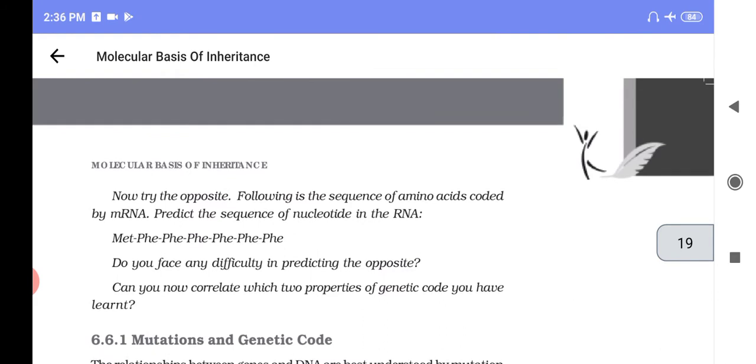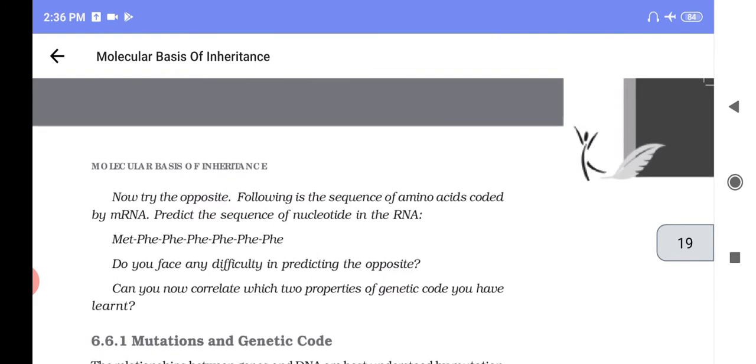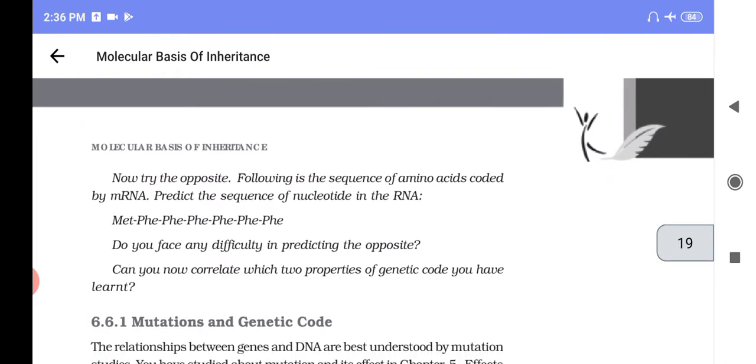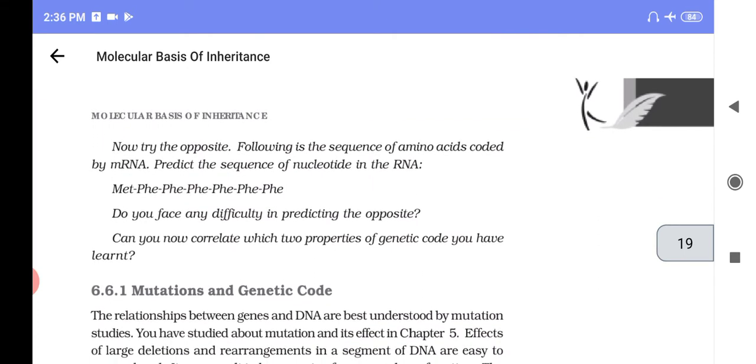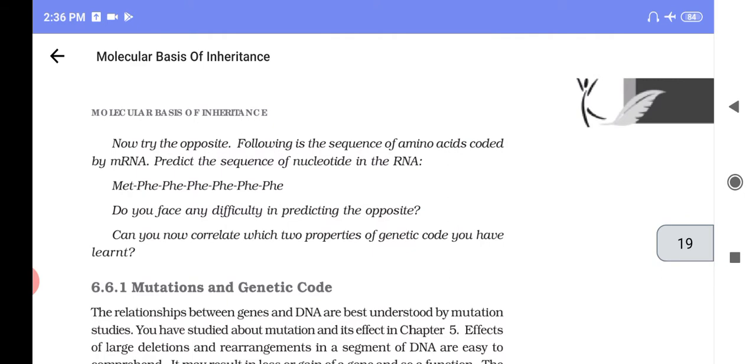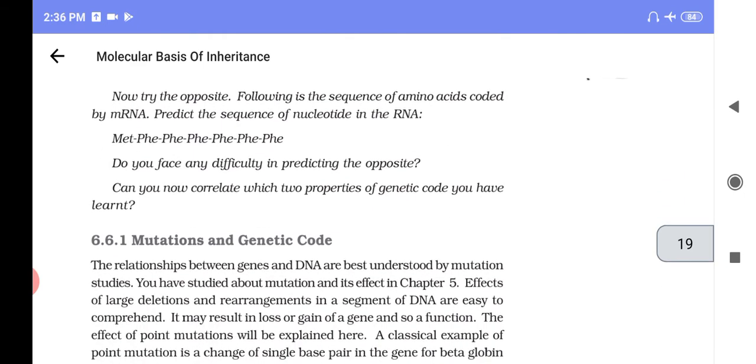Now try the opposite. Following is the sequence of amino acids coded by mRNA. Predict the sequence of nucleotides in the RNA. Do you face any difficulty in predicting the opposite? Can you now correlate which two properties of the genetic code you have learned?